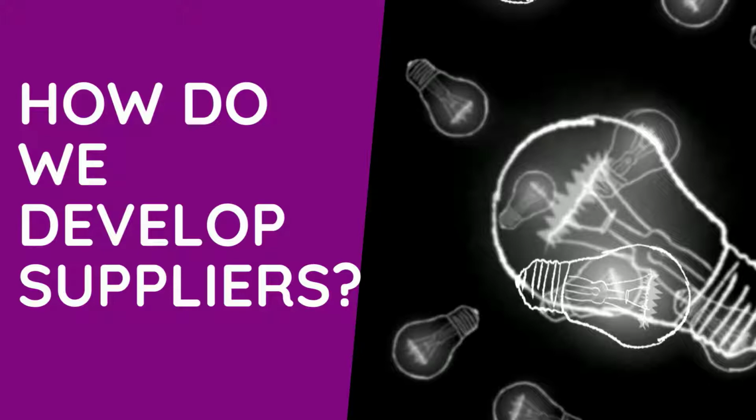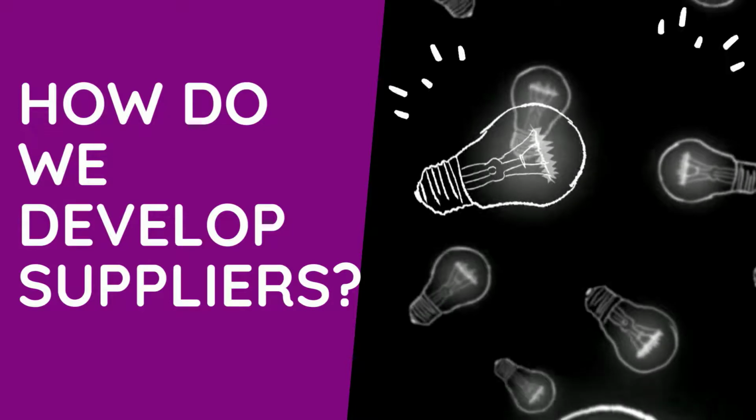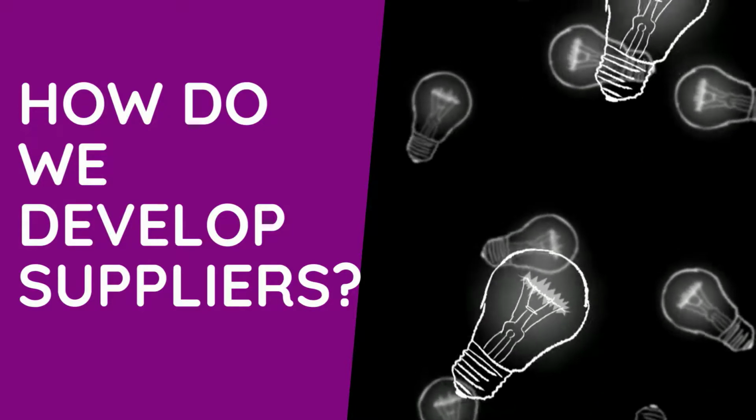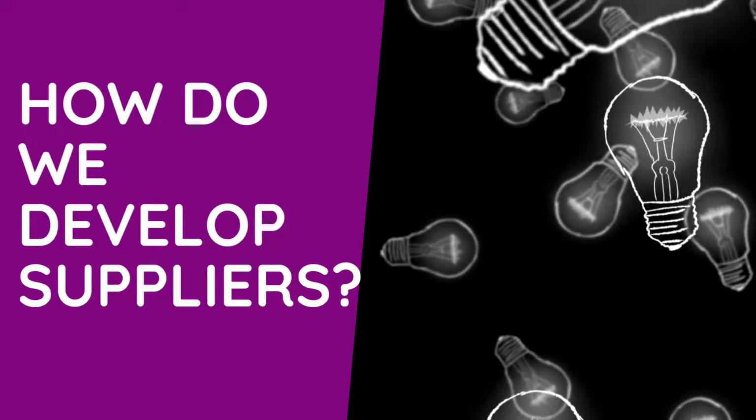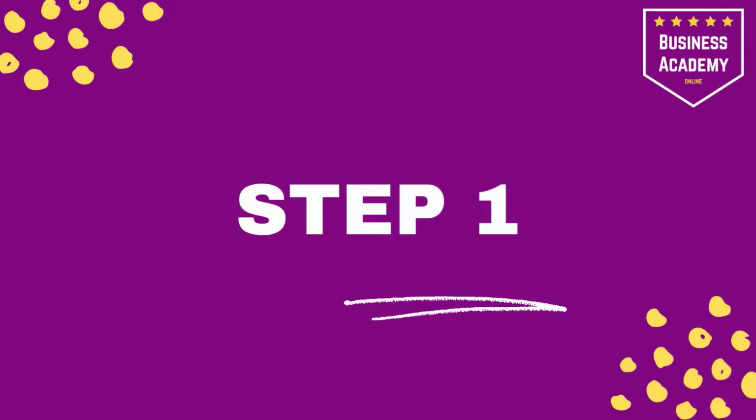And obviously, if we're paying out quite a lot of money, investing in capital assets and so on for our suppliers, we need to make sure that we are doing this correctly. And so there are 9 stages of a supplier development program that we need to go through. Here is step 1.